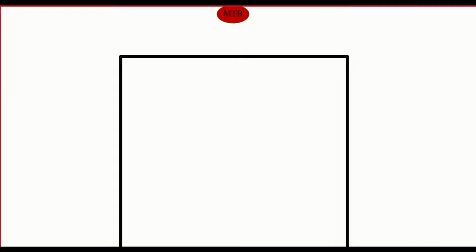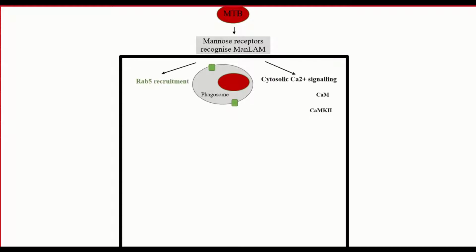If, for example, dead MTB were to be phagocytosed, ManLAM would bind to the mannose receptors, activating an influx of the macrophage's cytosolic calcium signaling, as well as signaling calmodulin and its downstream effector calmodulin-dependent protein kinase 2. At the same time, Rab5 would be recruited to the early phagosome, which would allow for the recruitment and phosphorylation of human VPS15 and the activation of class 3 PI3 kinase VPS34.